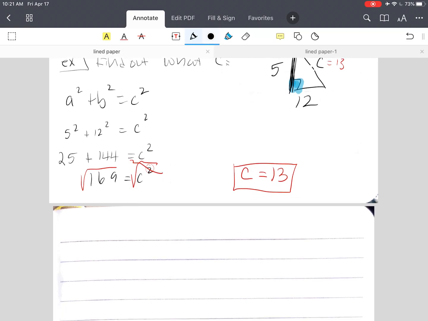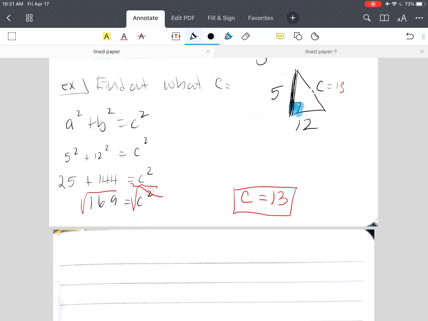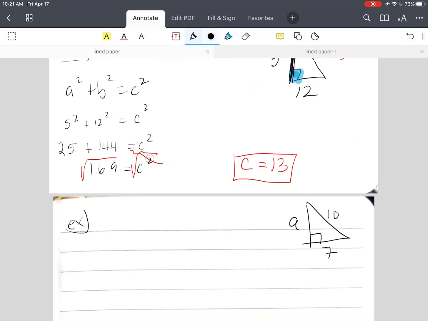And, actually, that was going to be my last problem, but I want to give you one more, okay? And it's going to be different. The only difference is, here's my right triangle. The only difference is you're going to be missing one of these right here. Let's say this is 10. Let's say this is 7. Okay? So we want to find, this is a, by the way. We want to find what a is here.